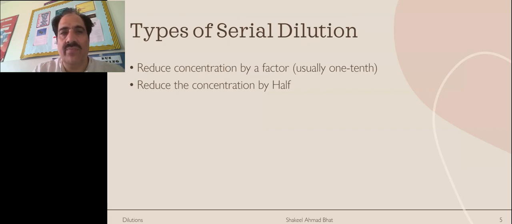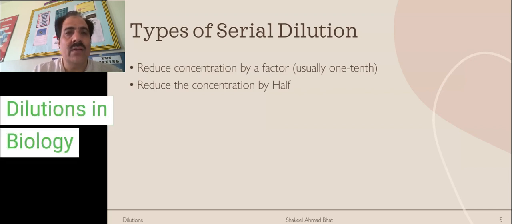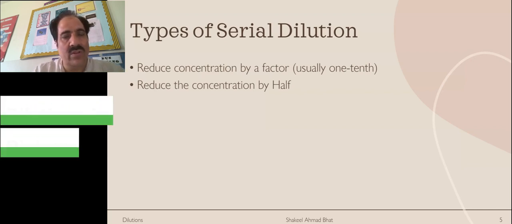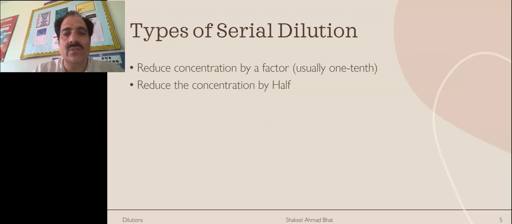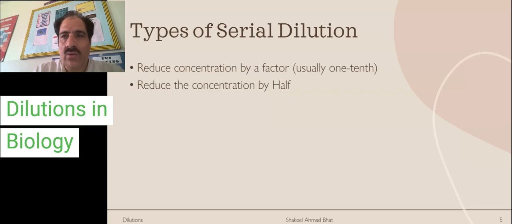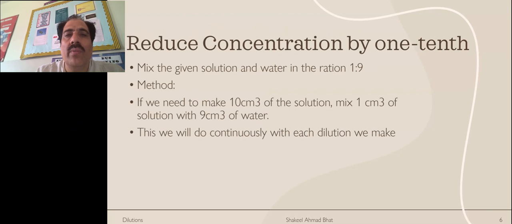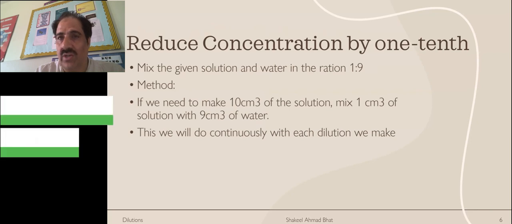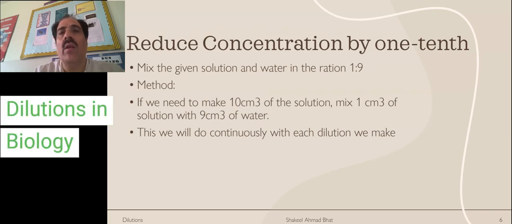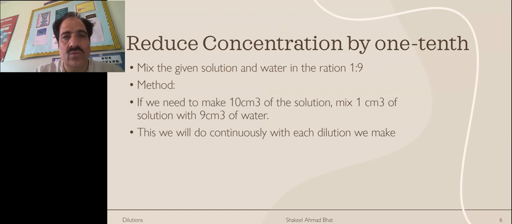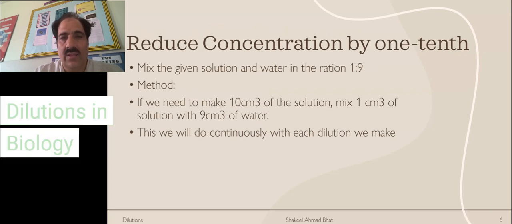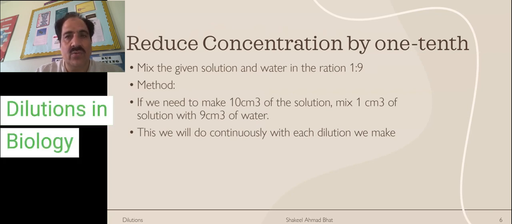and we do it continuously. In the case of serial dilution, we usually have questions of two types. Either we have to reduce the concentration by a factor, usually 1/10, or we have to reduce the concentration by half. If we are asked to reduce the concentration by 1/10, we take 1 centimeter cube from the stock solution that we are given, and we add 9 centimeter cube of water to it. So the ratio is 1:9 between the stock solution and the water. This is done if we have to make 10 centimeter cube of the total solution.